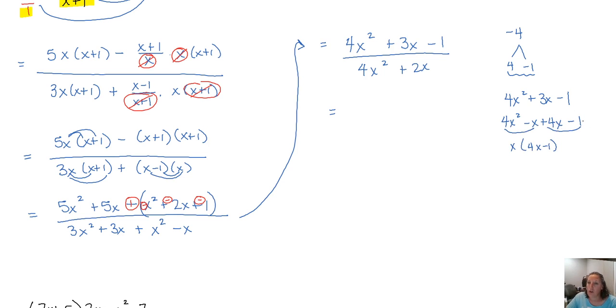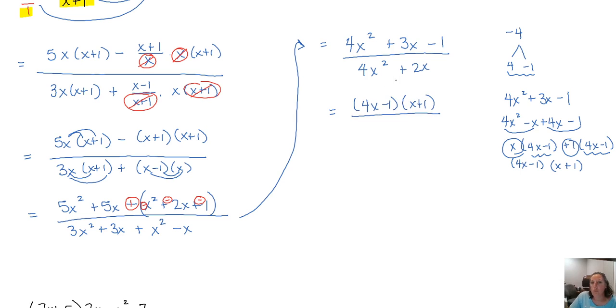In the second group, again, 4x minus 1 is already there. I'm going to go ahead and factor out a 1 just to keep it in that grouping format. Factor out the GCF now of 4x minus 1. And when we do that, we're left with x plus 1. So our numerator factors as 4x minus 1 times x plus 1.